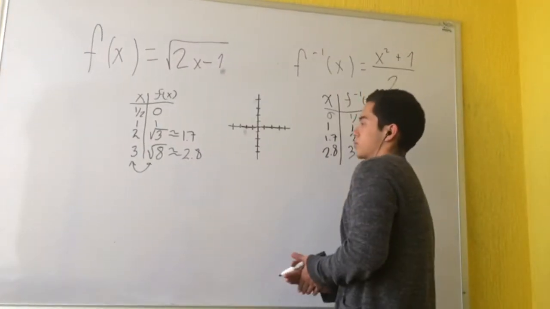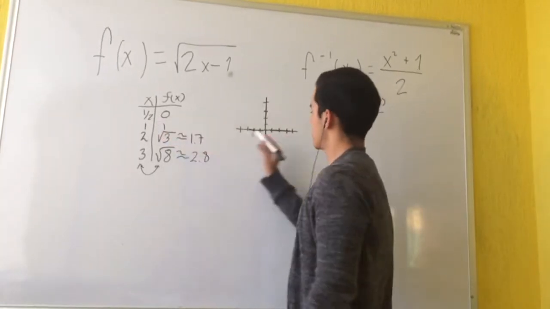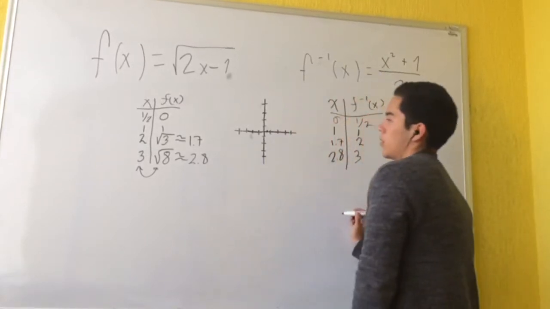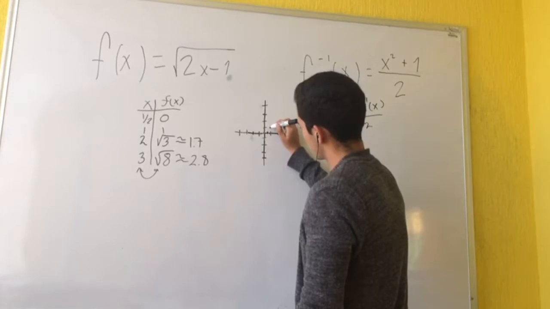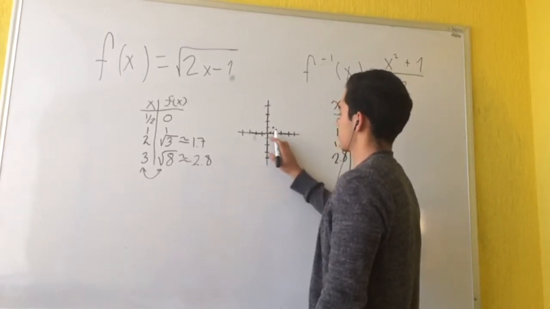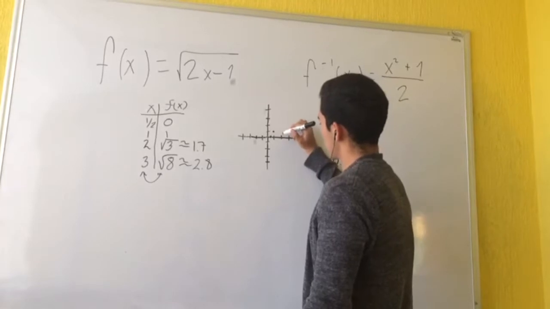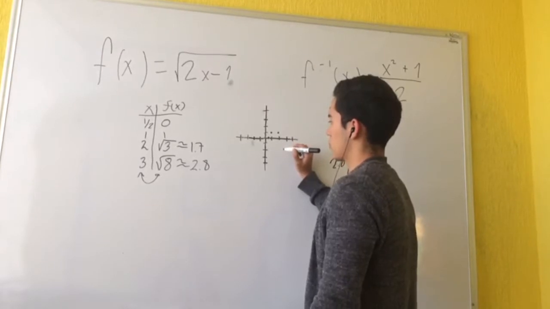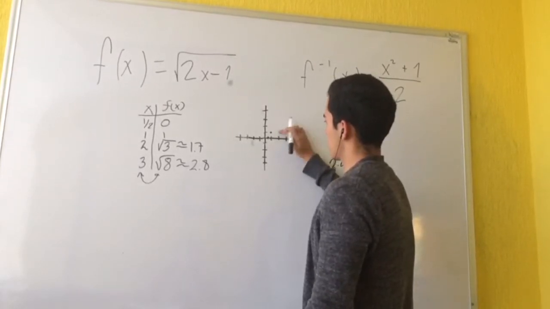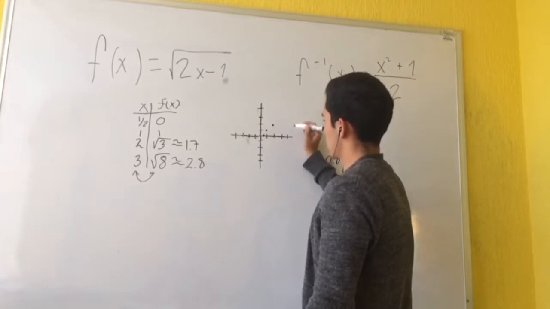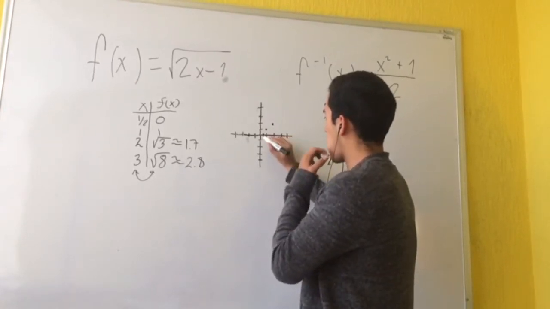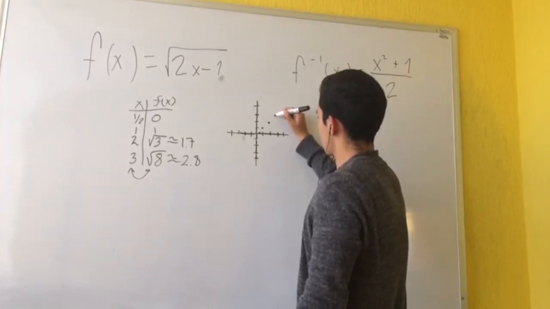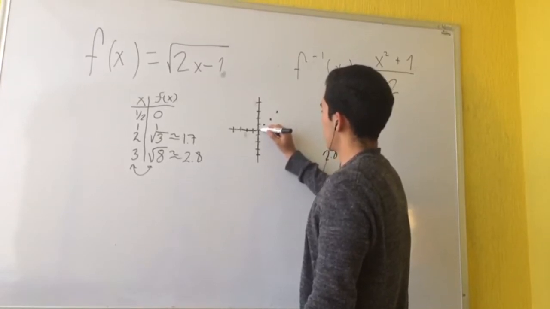When we sketch the graph, we use the values from the tables that we made before, and we start drawing the points first with the normal function. And then when we have all the points, we draw the line.